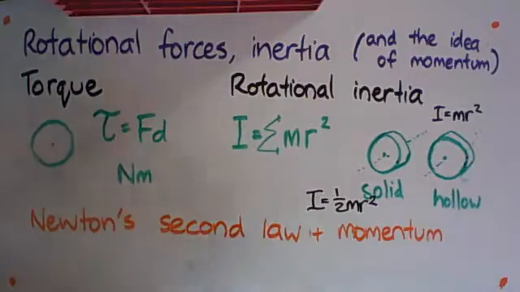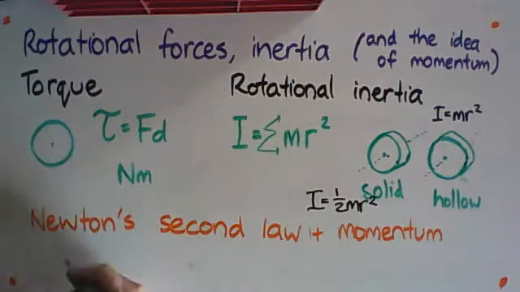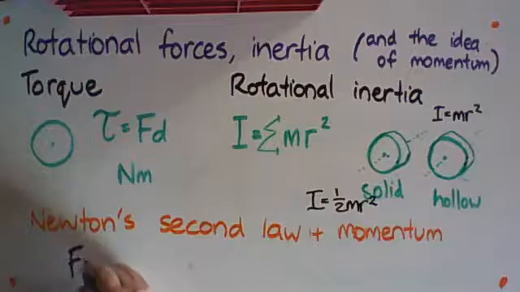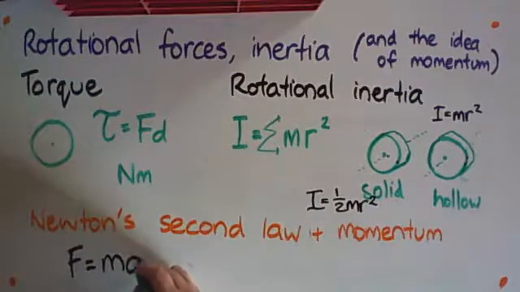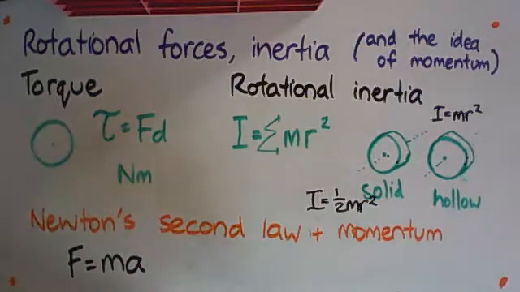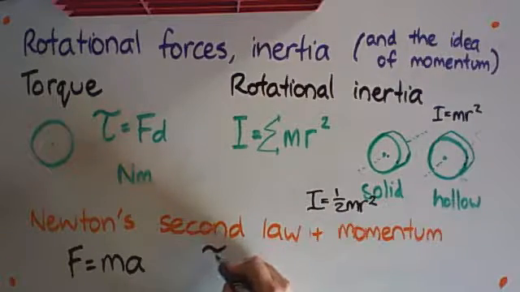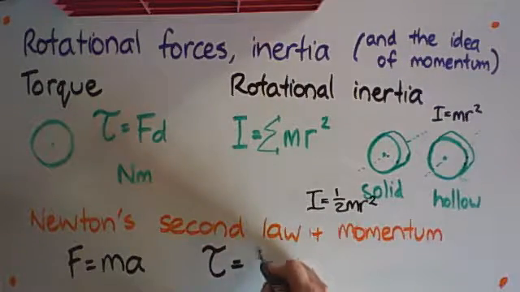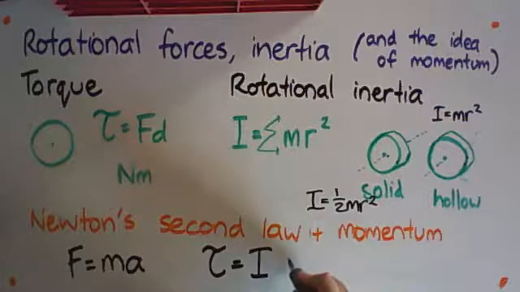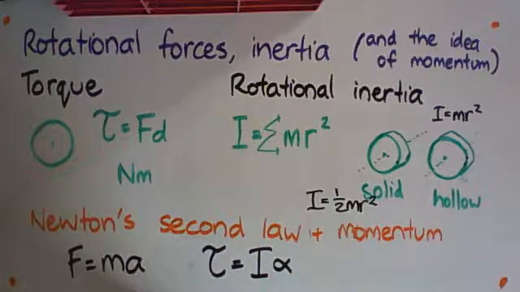Now, Newton's second law still applies to everything. As far as we're concerned, Newton's second law is extremely universal. So what does Newton's second law say? It says F equals ma. Now, is there any reason we can think of that couldn't apply to rotating situations? And I hope very much that the answer is no. In fact, we can say, well, the torque is equal to the rotational inertia and the angular acceleration.